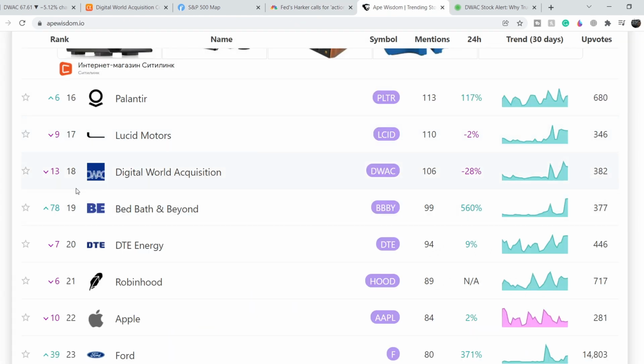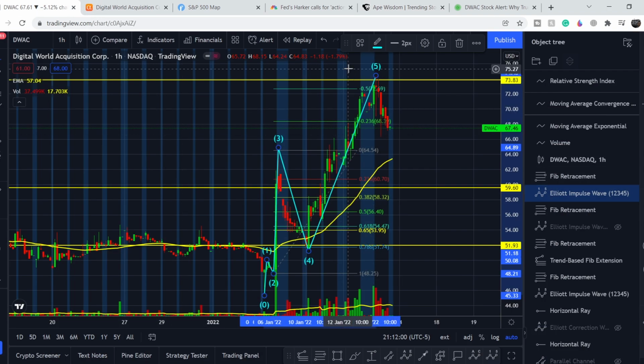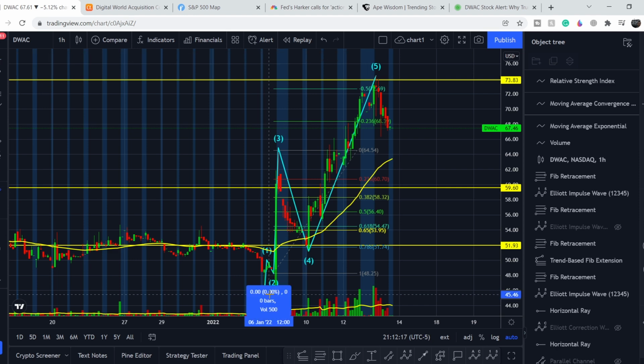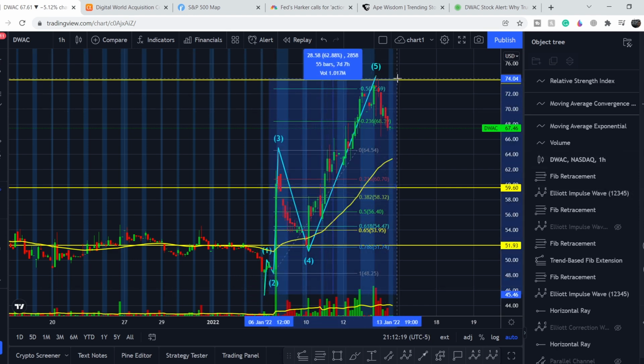Let me show you that according to ApeWisdom.io, Digital World Acquisition Company is in 18th place, and it lost about 13 places during the last 24 hours. It has 106 mentions with 382 upvotes, and the number of mentions is 28% lower than it was previously. As you can see, this company is losing its momentum, and it's quite obvious because we had to have the retracement to retrace the entire movement from this bottom to this top. And as you can see, this movement was about 62%.